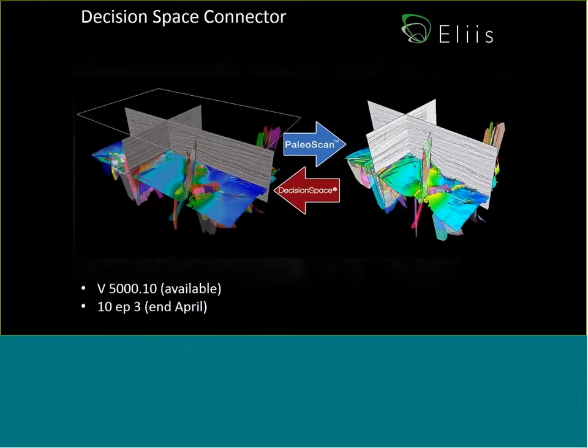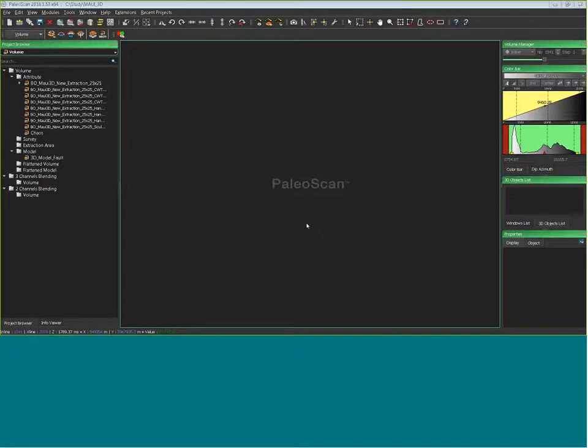And we also have a DecisionSpace connector available for this release of PaleoScan, and the 10 AP3 will be available in a few days. Okay, I just finished with the presentation. It was just a short presentation. I directly switch to the live demo.